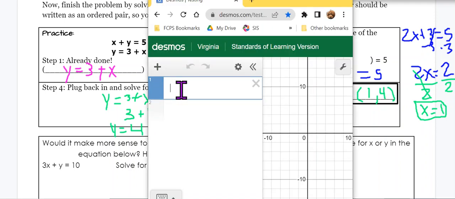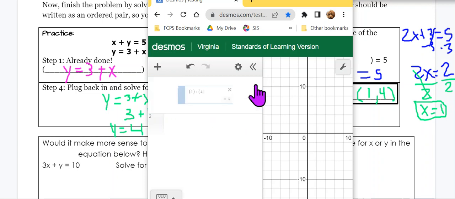All right, so I can always check my work, right? So x plus y was my first one. I'm going to put in parentheses, plus another parentheses, and equals 5. My x value is 1, so I'm going to plug that in for x. My y value is 4. 1 plus 4, does that equal 5? It does, so we got that right.